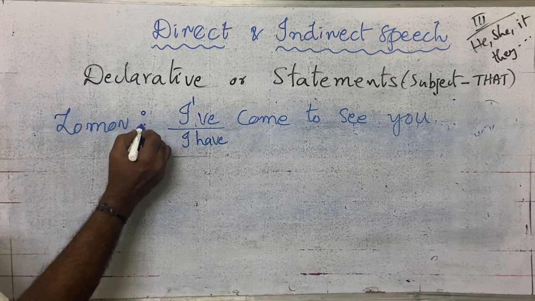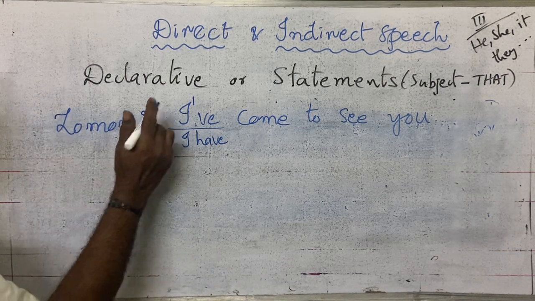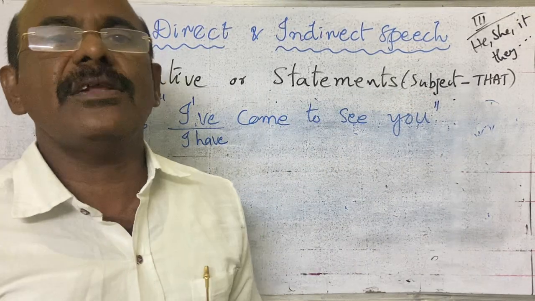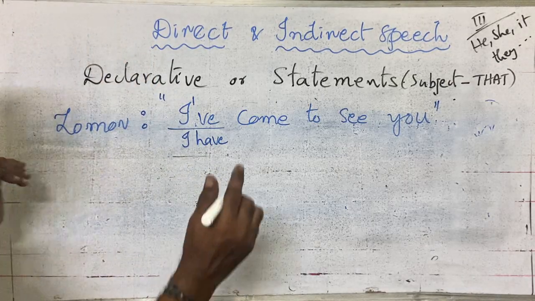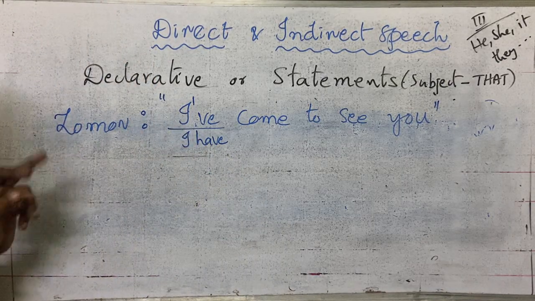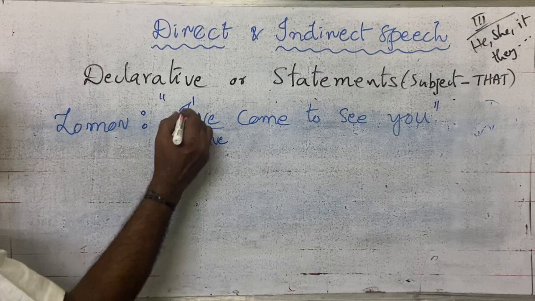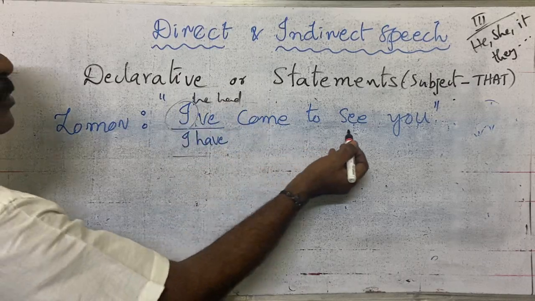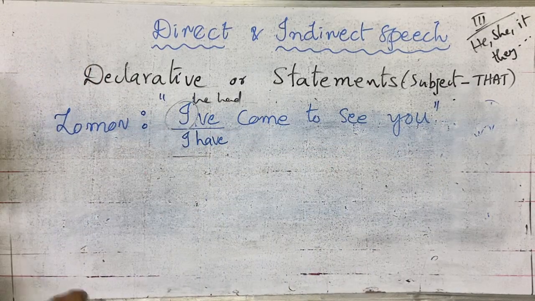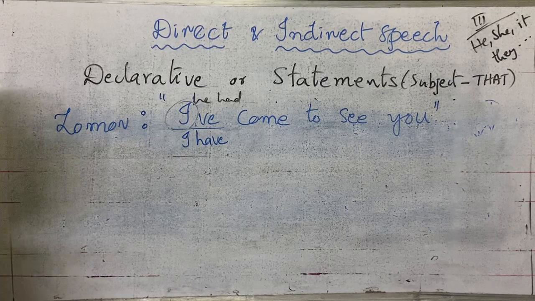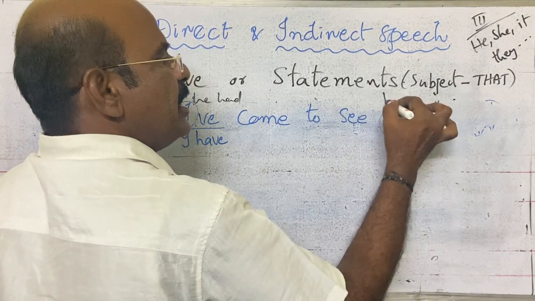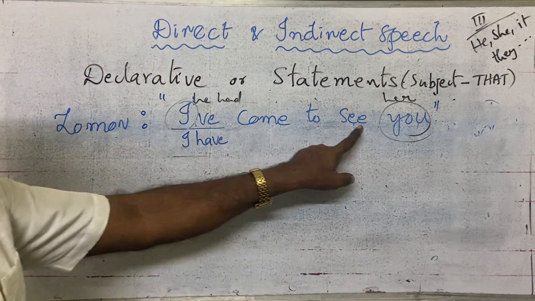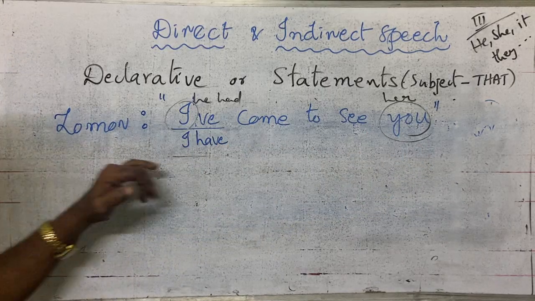Actually, look here, just like this he is giving. That means Lomo said. Sometimes they give it like that only, and we have to understand. So Lomo said. I means Lomo, so he. Have becomes past tense, had: he had come to see. You means the person before him, a woman, that lady. So you becomes her. So person changed. He had come to see her. Like this we are changing here.